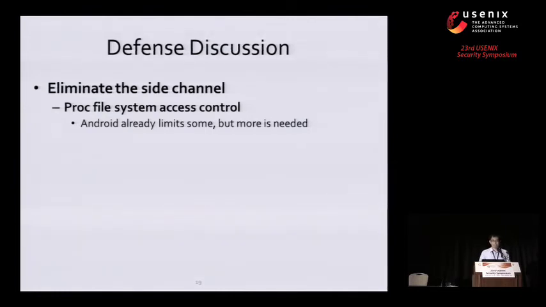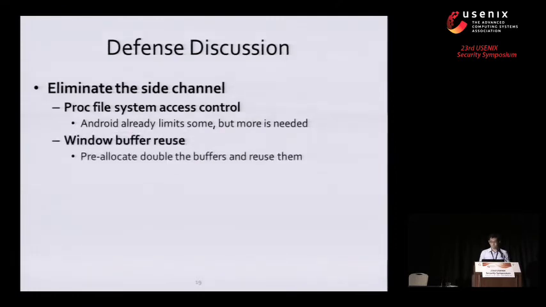But our attack shows that there's still a long way to go in this direction. And also, another idea is to reuse the window buffers. In our activity transition pattern, we saw the buffer allocation and deallocation both in the transition process. So why not just pre-allocate double the buffers and reuse them in all the transitions? Then the pattern just disappears. The downside is that this may consume more memory since each buffer is several megabytes in size. But we think this is feasible in the future because smartphones are getting increasingly larger memory sizes, right?